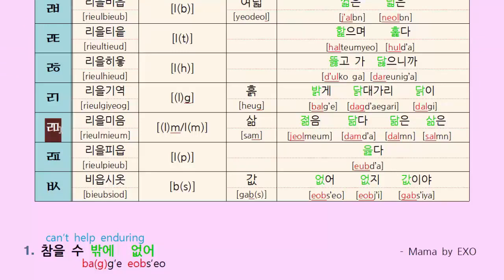Let's move to the next one. 리을 미음. Look at the example. We pronounce this word as 삼. The sound of 리을 is hidden. But look at this. This 삼 is followed by a vowel of the next letter. So, 미음 of 리을 미음 shifts to the next letter. So this 은 becomes 문, and the hidden 리을 sound regains its value. So it is pronounced as 삶은, 삶은.